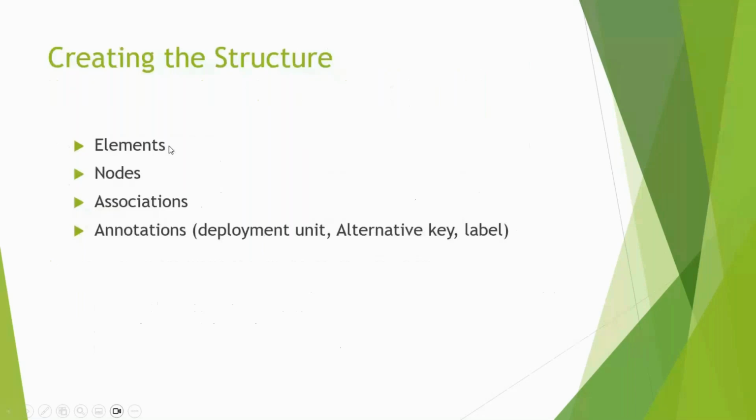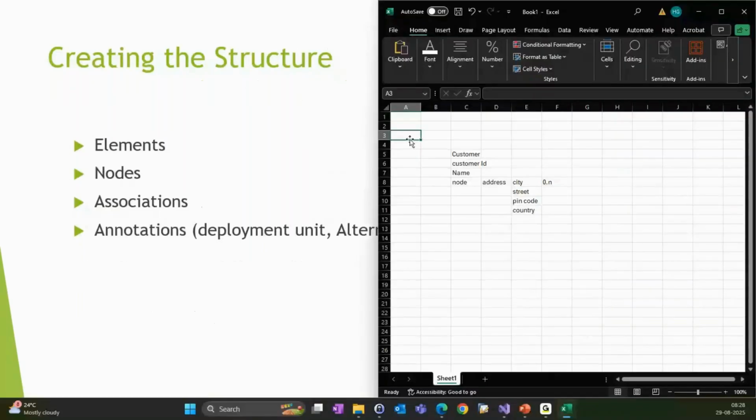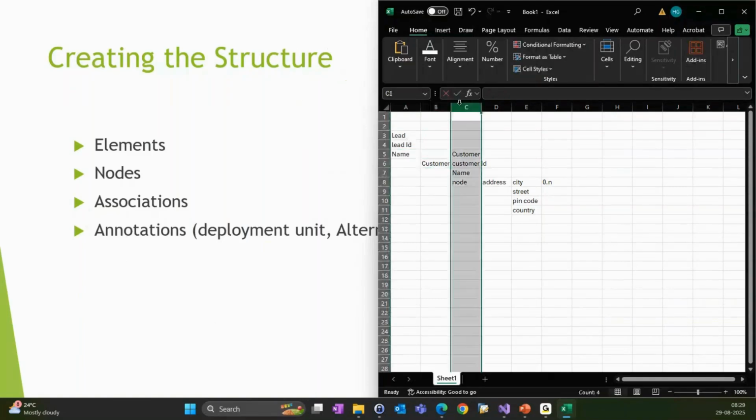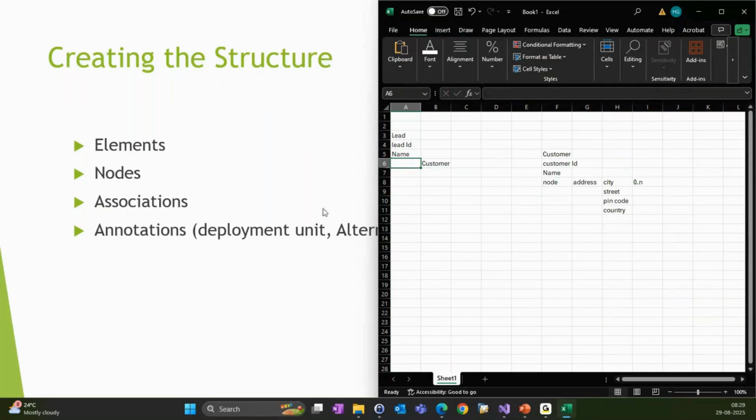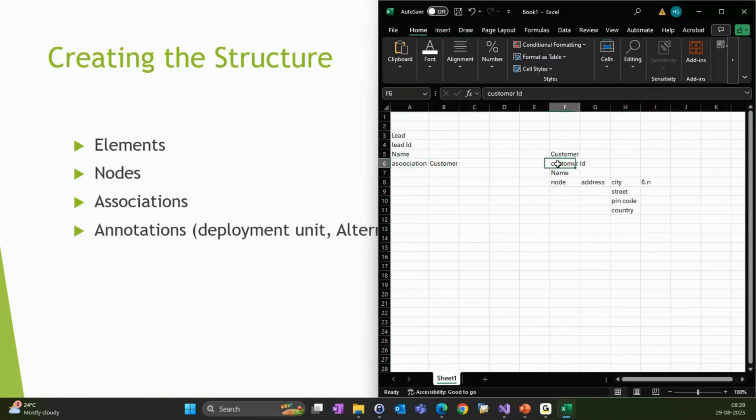We'll take a lead example. In lead, we will have a lead ID and then the name, and it is linked to a customer also. So instead of defining all the fields of customer here, we can directly associate this, like we have a concept of association. If you mention association to, it will associate the complete customer structure to here.